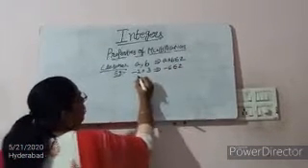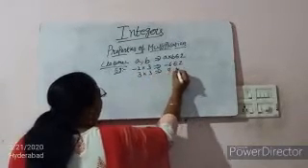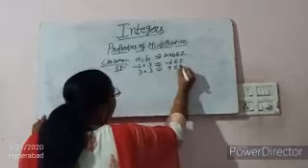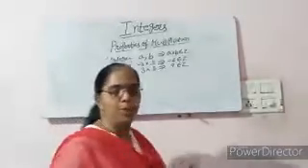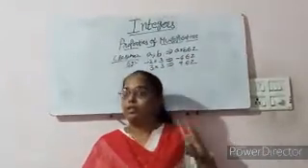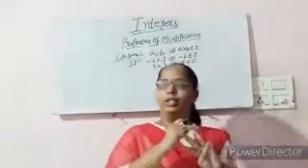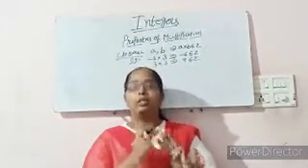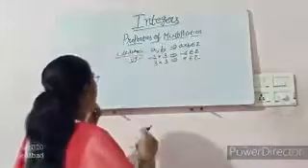Even if I take two positive integers, 3 into 3, then it is 9. 9 is also an integer. So closure property holds good in multiplication. Till now you have seen three types of properties: addition, subtraction and multiplication. In all the three cases, closure property is satisfied. Now the next property is commutative.